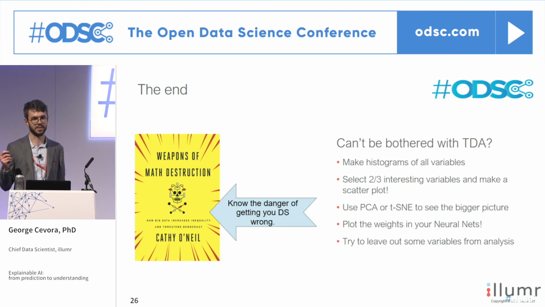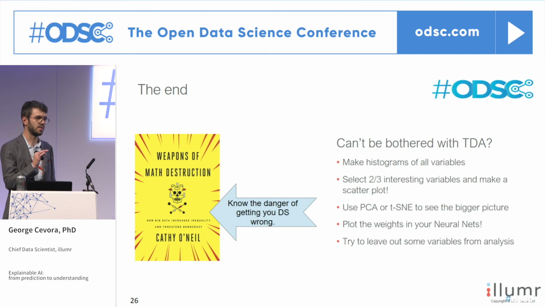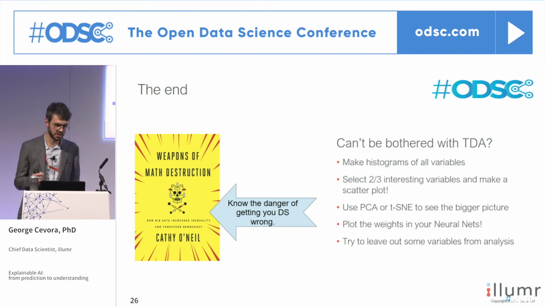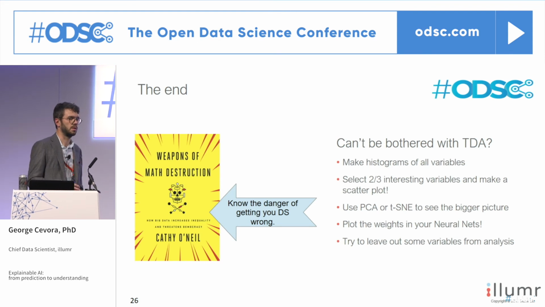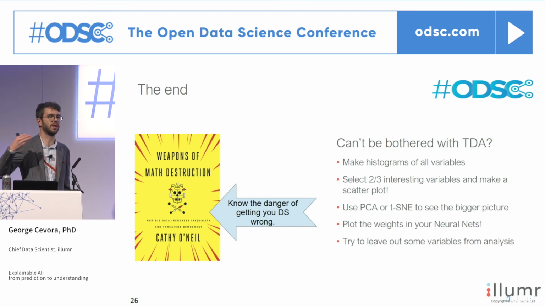And this is the practical one. If you can't be bothered to do TDA, what I would suggest is to just plot everything all the time in as many ways as you can think of. I list some of the ways there. What is very useful for understanding what's going on in your neural network is just plotting the weights, showing them as a picture. A lot of the time it will tell you what's going wrong when something's going wrong, and how your model actually works.